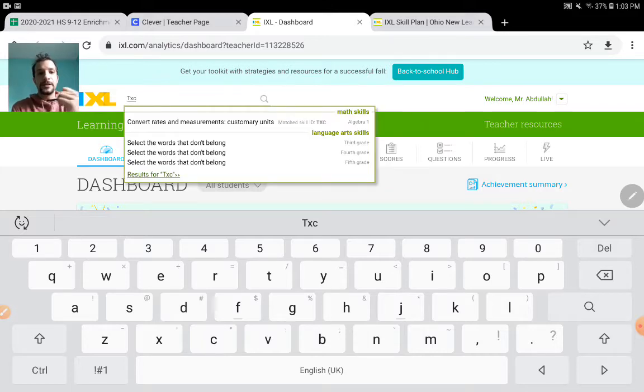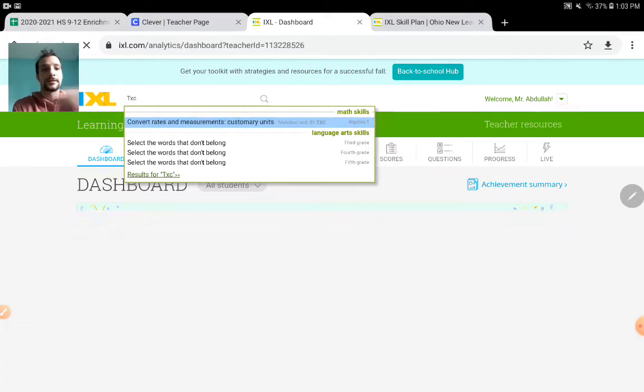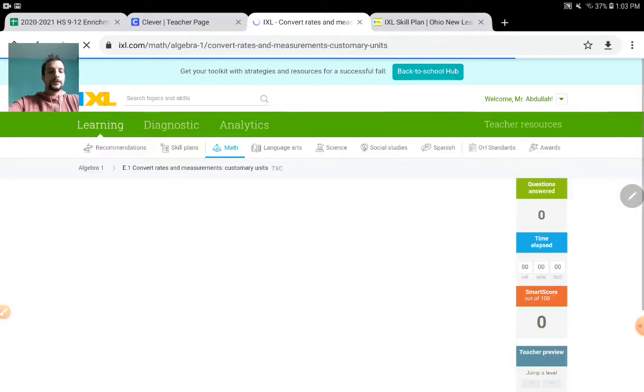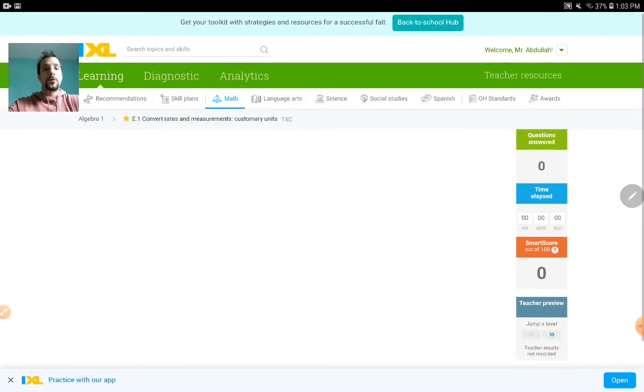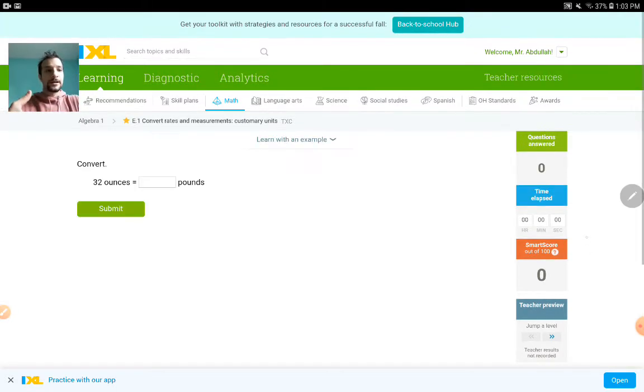These are unique names, skill IDs for IXL's assignments. If you type it right, you're going to have only one assignment in the first line. That's the one that you need to get on. If we click this right here, let's see the first question and talk about this one. I'll show you what my expectation is, by the way, when you get on this sort of assignment.